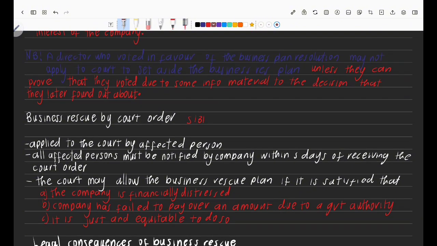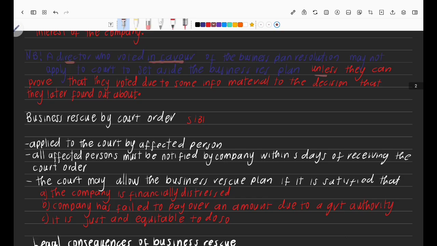But there is one thing that you should know: a director who voted in favor of the business rescue plan resolution may not now apply to the court to set it aside. Remember we said section 128, the board is going to take a decision to have the business rescue plan. As a director who voted in favor of that resolution, you cannot now come to the court and say, I want to set it aside. That makes no sense at all. So the Act explicitly says you cannot do that.